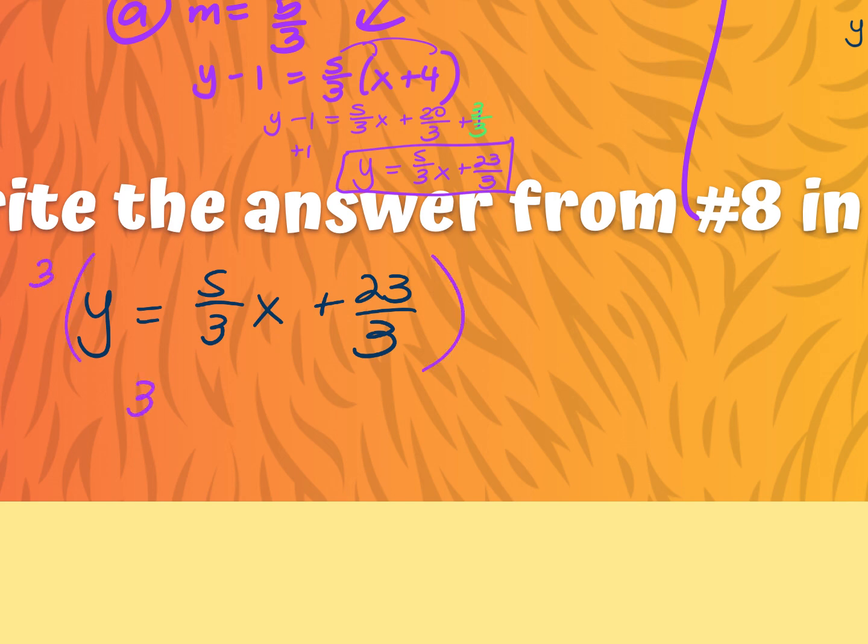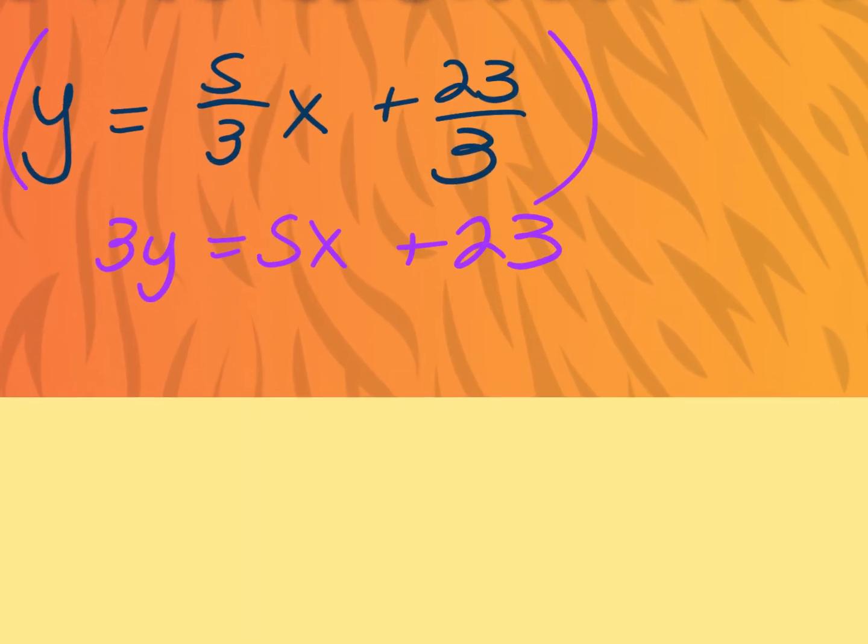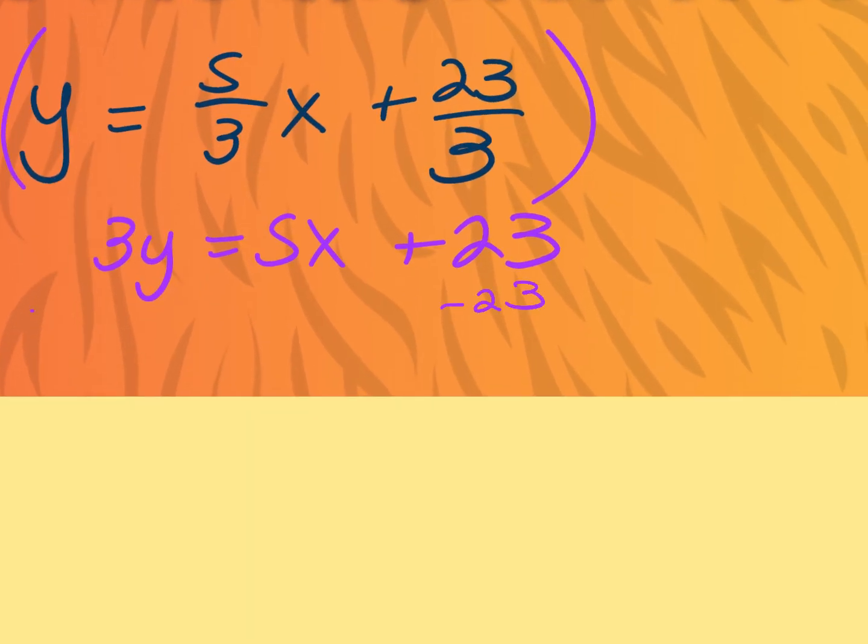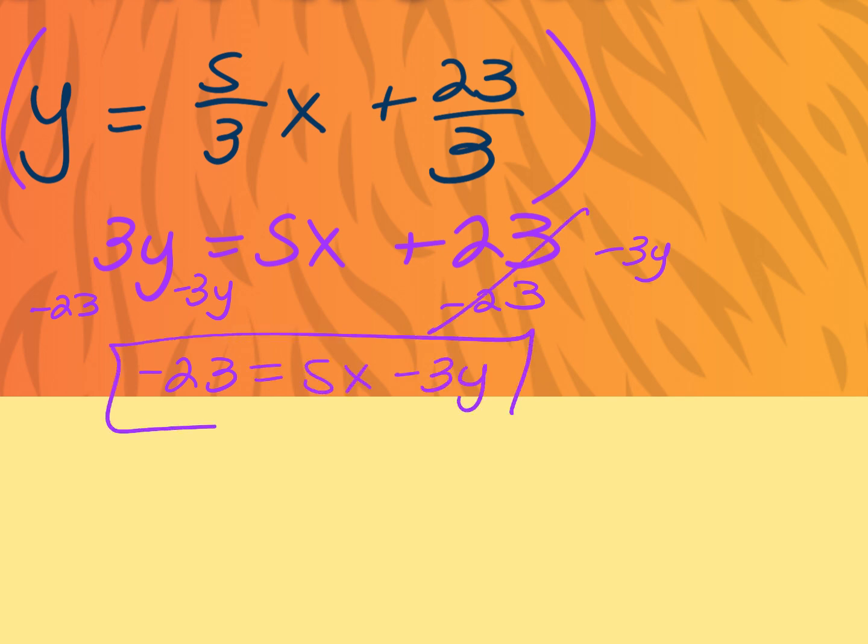Good. So I'd get 3y equals 5x plus 23. And I want the x to be positive, so I'm going to move the y and the 23 instead of moving the x. So I'm going to subtract the 23 and subtract the 3y. On the left would be -23 equals 5x, this is gone, minus 3y. That is standard form. So no fractions or decimals, x and y are on the same side, and x has to be positive.